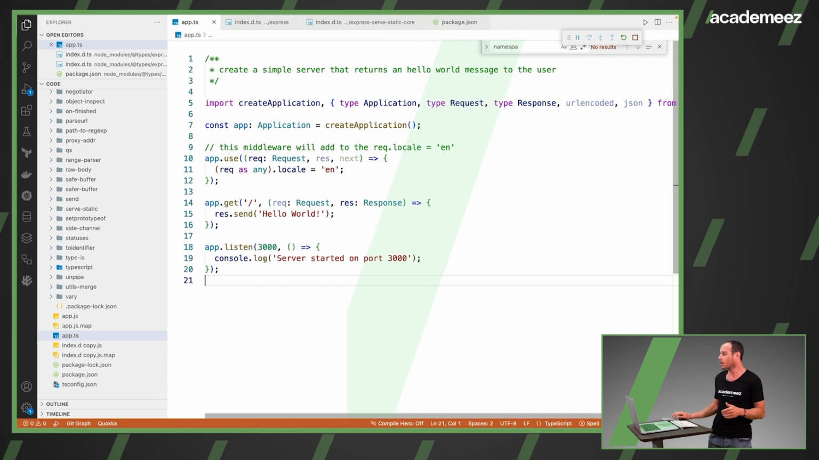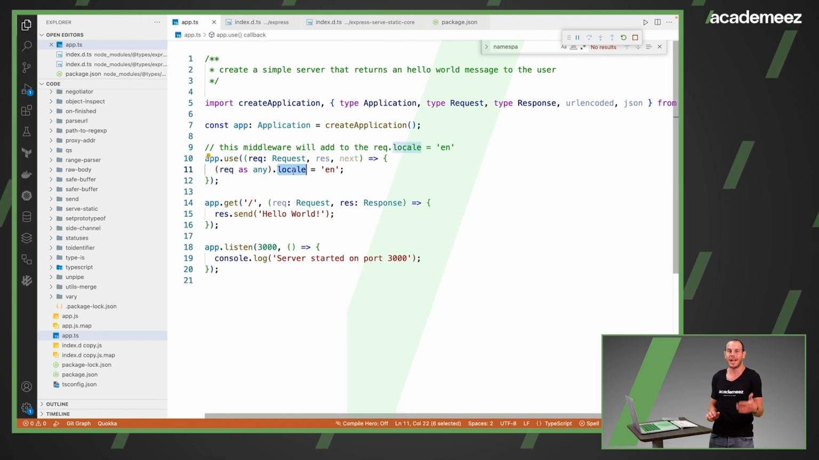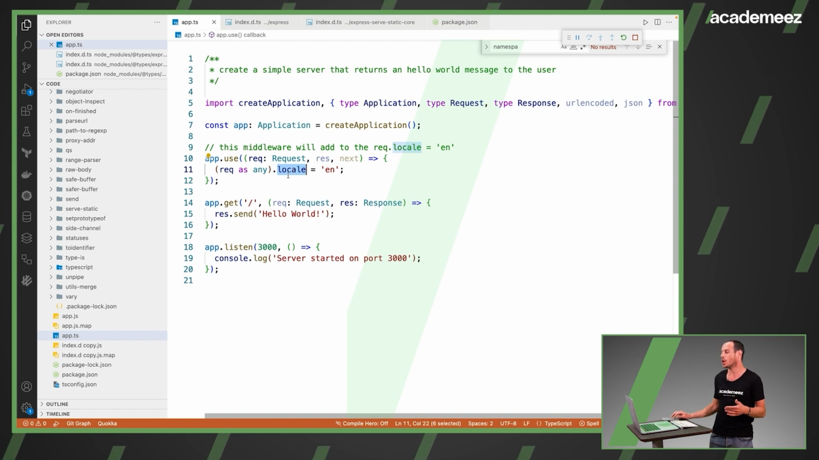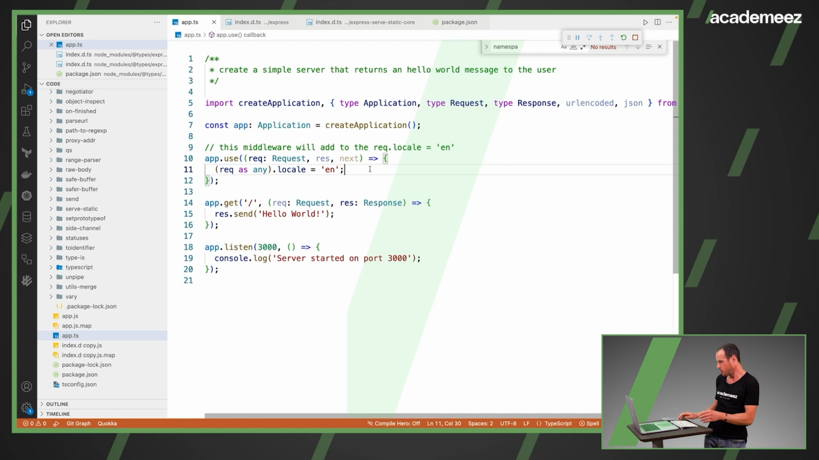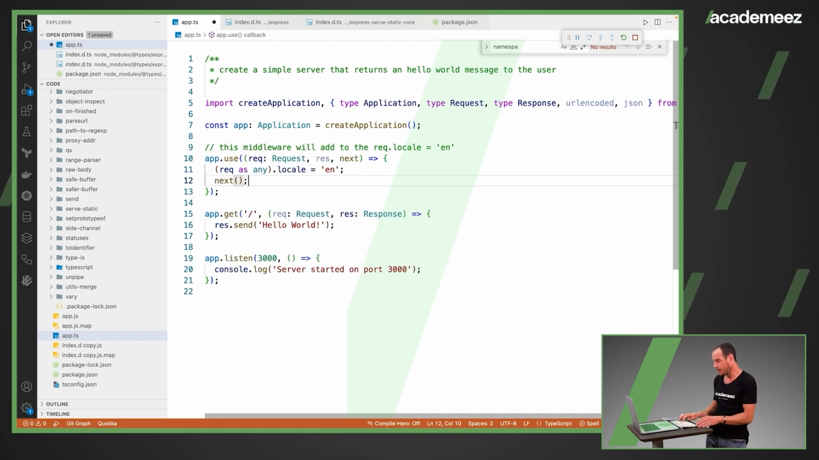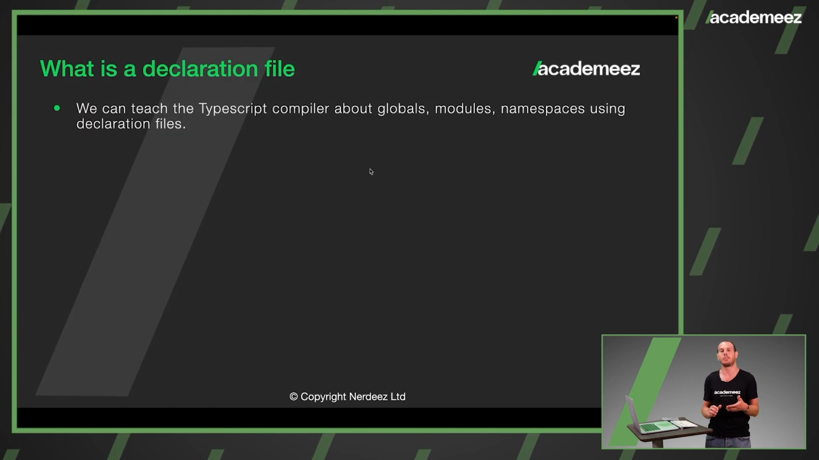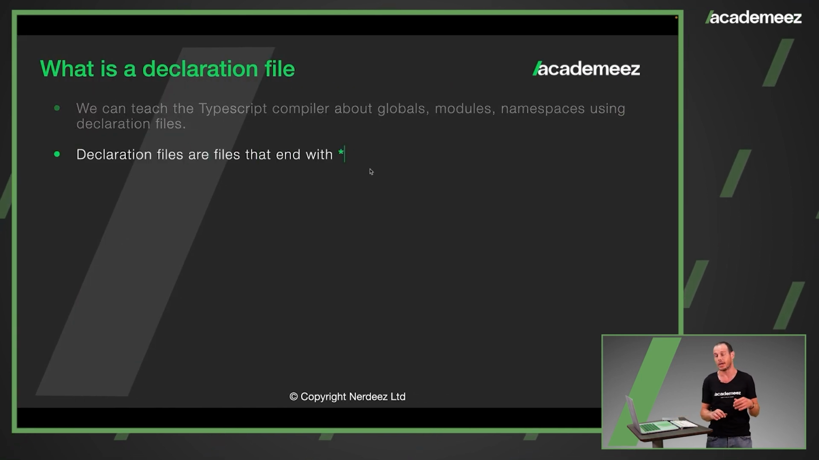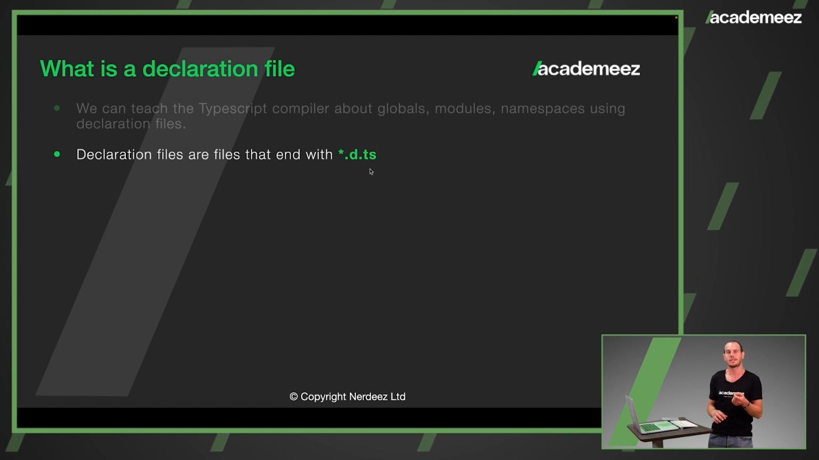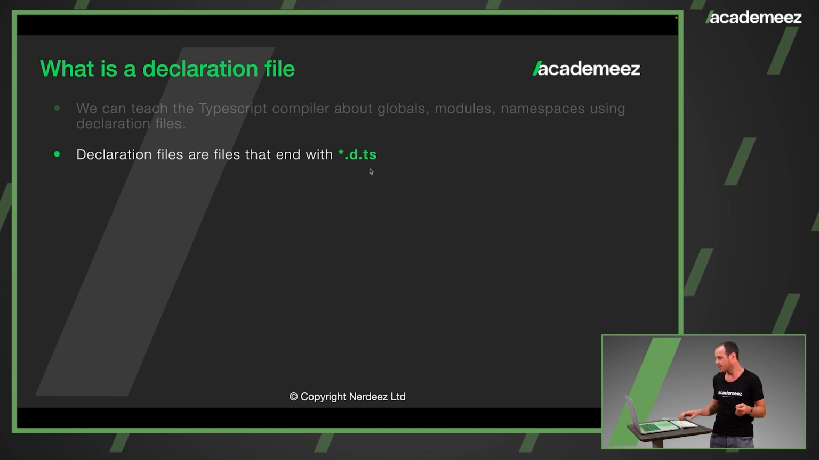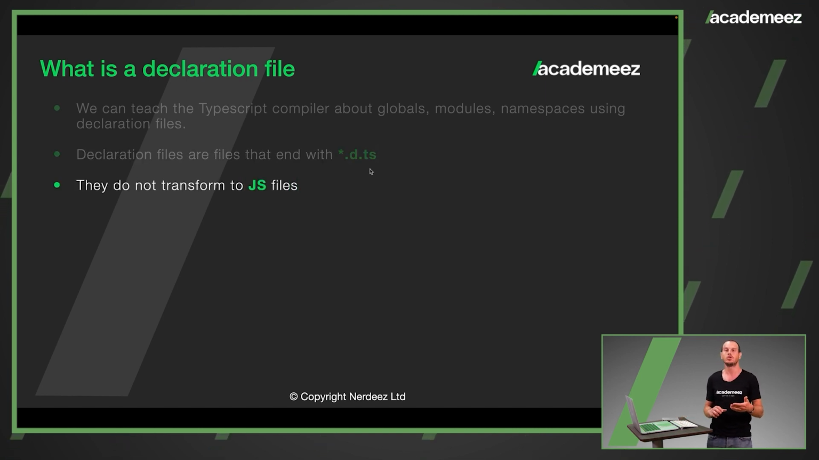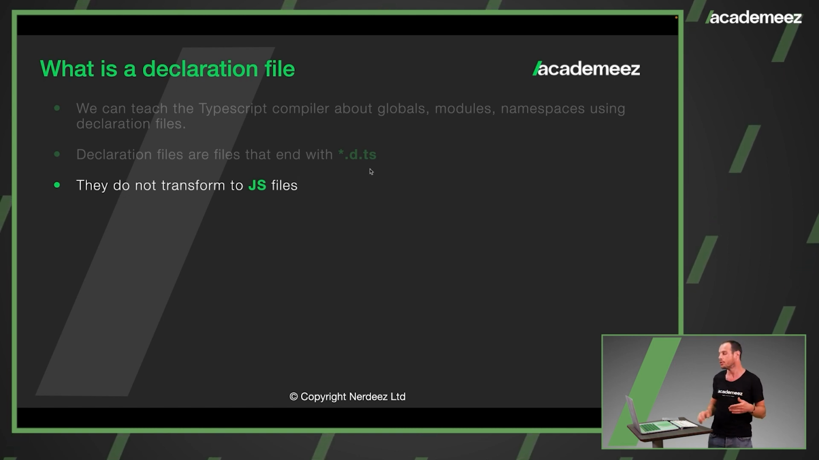For example, our request containing locale information, TypeScript does not know about it, we can teach TypeScript that the request object contains a string of locale. By the way, we forgot to add a next in our middleware to pass along the request to the next middleware. So we can teach the TypeScript compiler about new things using the declaration file. Now, those declaration files are files that end with .d.ts. Those are files that do not transform to JavaScript. They are simply helper declaration files for the compiler. They are not transformed to a JavaScript file.